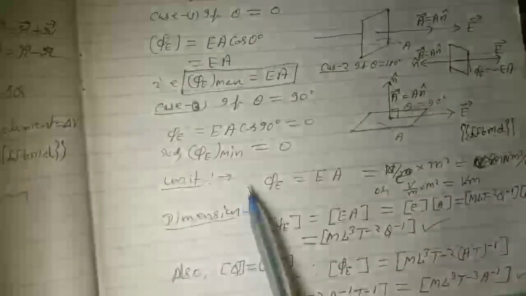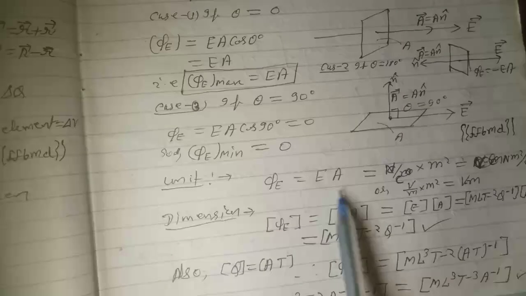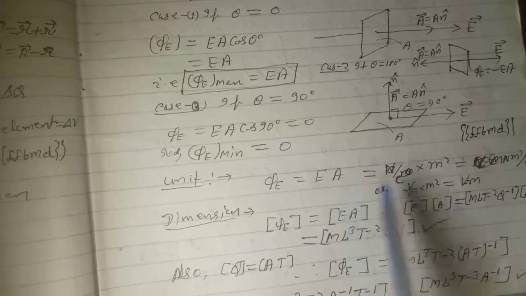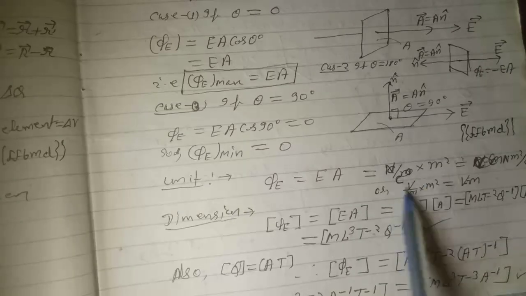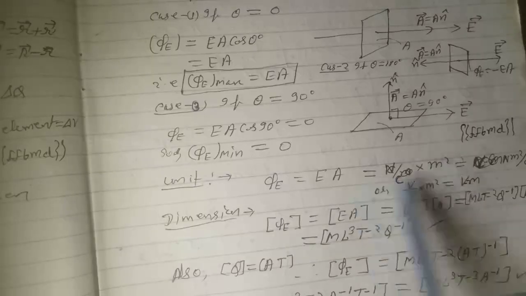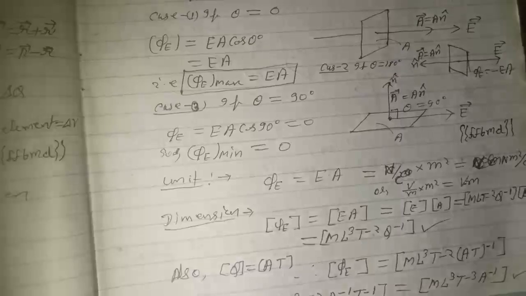Now the unit of flux phi: because phi equals EA, and E is electric field, which is newton per coulomb, and area is meter square, so we can write the unit of flux as newton meter square per coulomb.